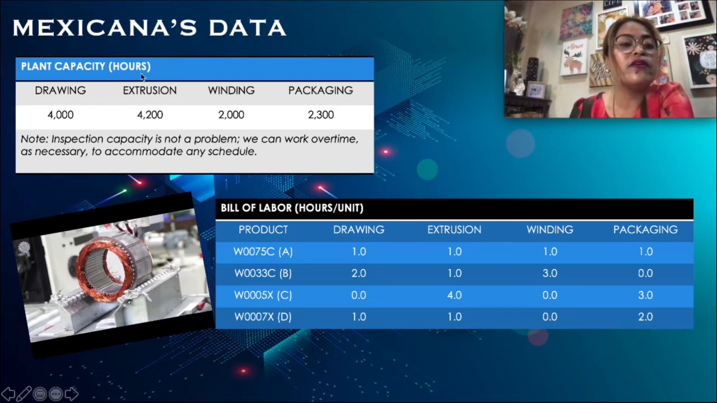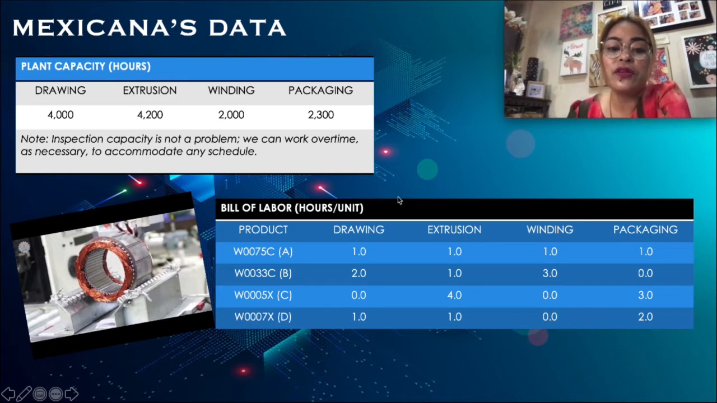This table here shows the plant capacity in hours for every department. Now for drawing department, the maximum capacity in hours is 4,000. Extrusion 4,200 hours. Winding 2,000 hours. Packaging 2,300 hours. And then note, inspection capacity is not a problem. We can work overtime as necessary to accommodate any schedule.